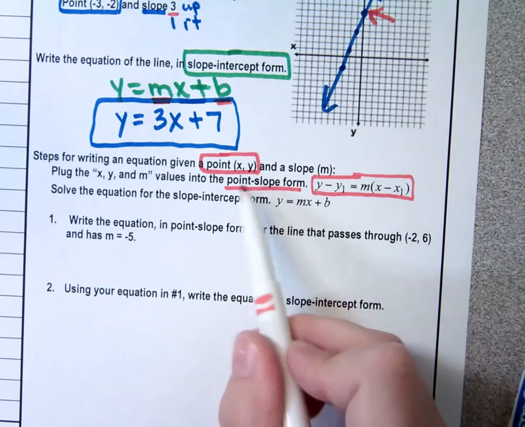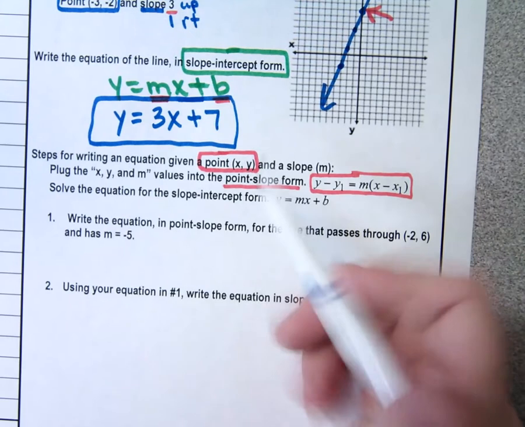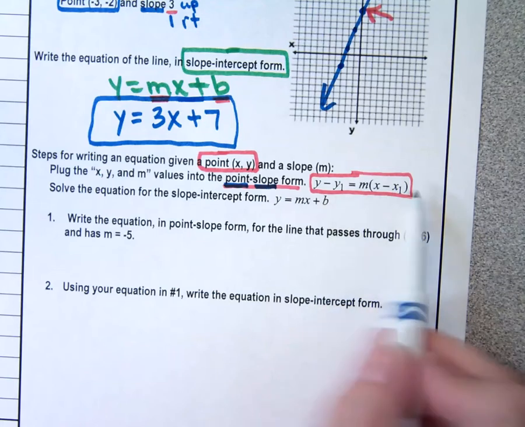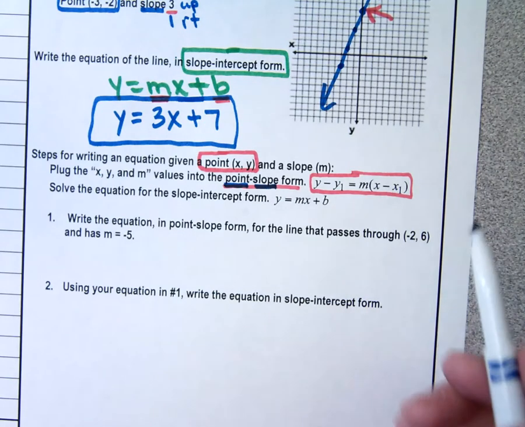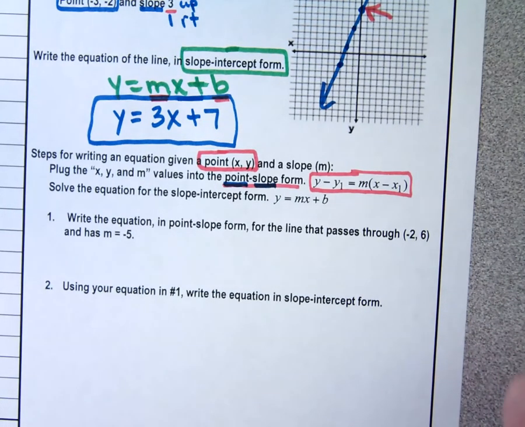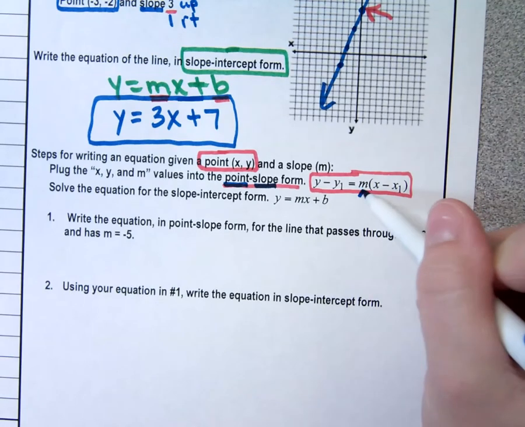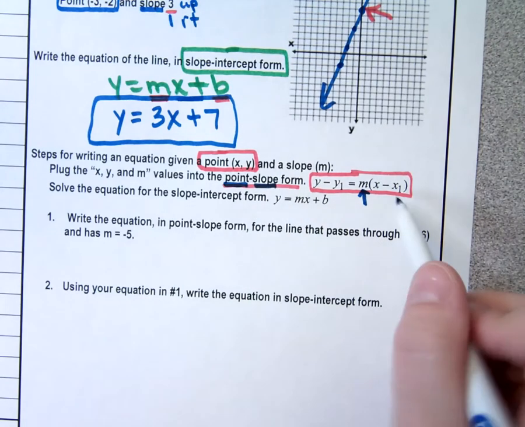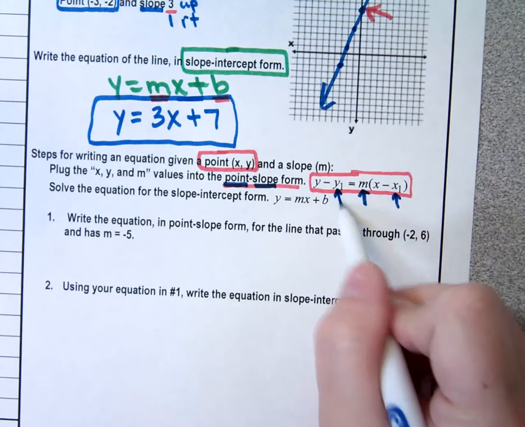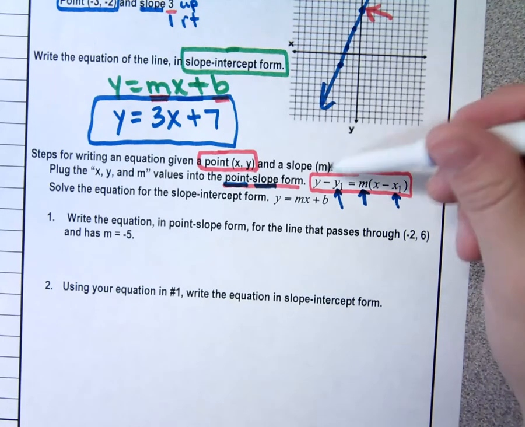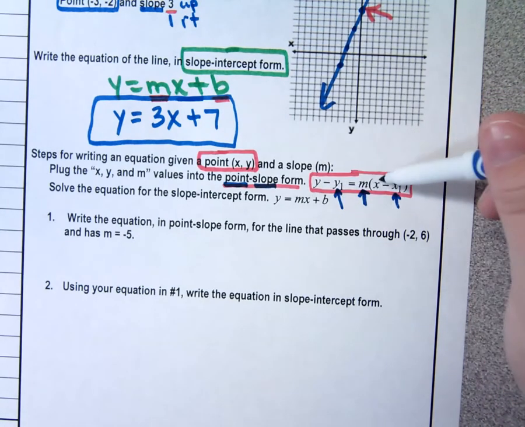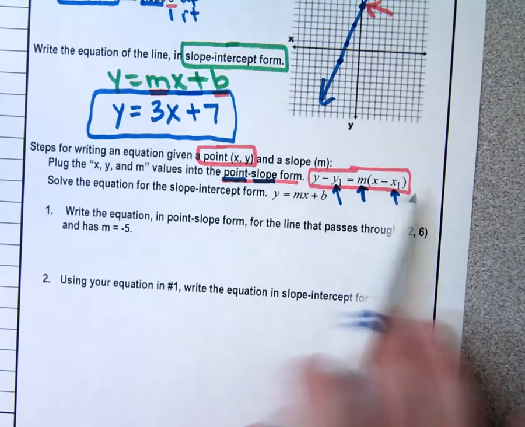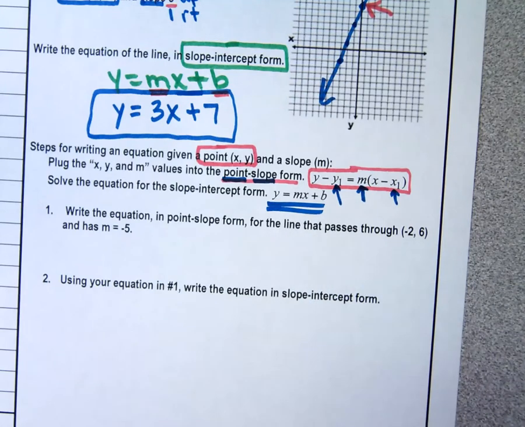Now, in order to be ready for point-slope form, we have to have a point and we have to have a slope. If we don't have a point and a slope, we're not ready for this. Okay, so the way this works is you just have to know what your slope is, and then you have to know what your ordered pair is, what your point is, and that will go into the x1 and the y1. And this y will just always stay a y. This x will just always stay an x. And then once we get the equation in point-slope form, we'll convert it to slope-intercept.